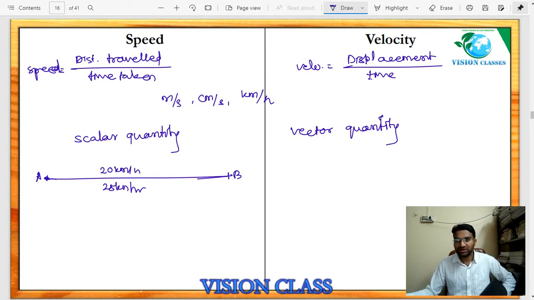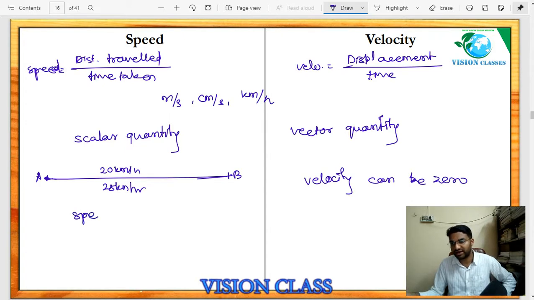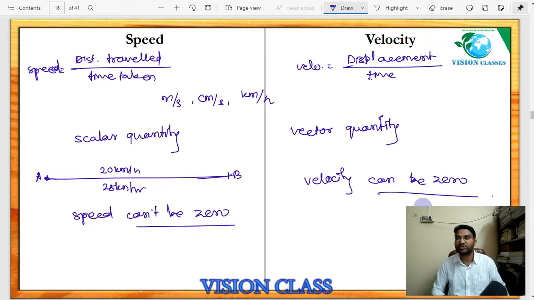So here velocity can be zero, but speed can't be. Speed can't be zero. This is a major and significant difference between speed and velocity. So these are the major differences.